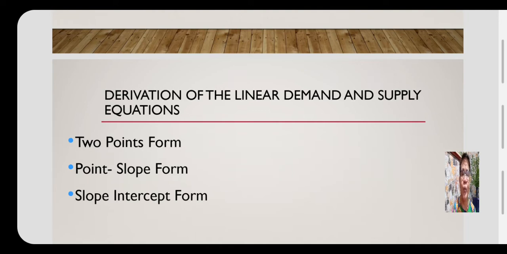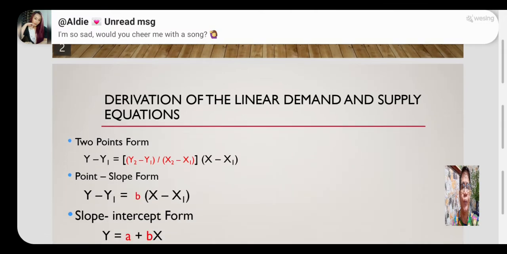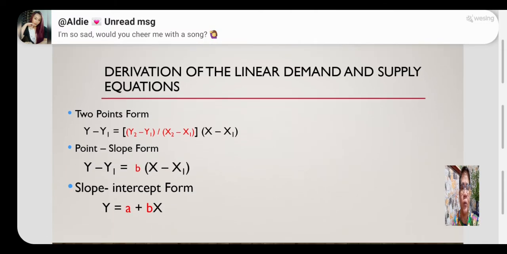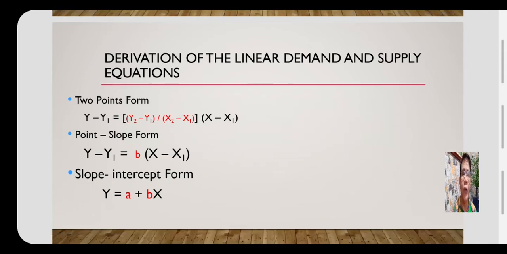We want to obtain a slope intercept form of the linear equation. So we will be transforming the 2 points form into a slope intercept form, or rather we will transform the point slope form into the slope intercept form. So let us now get to the equation of the different forms of linear equation.